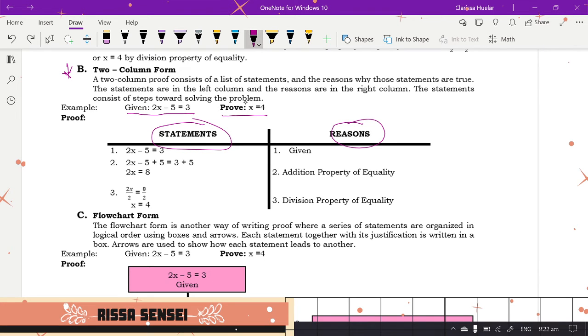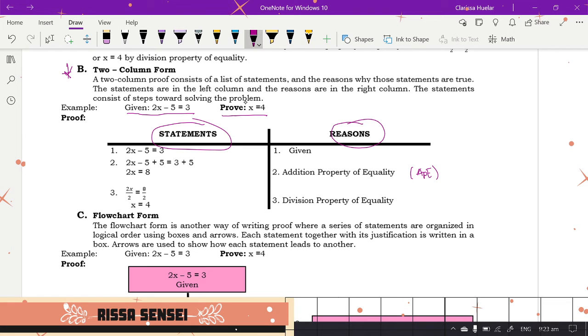Next. Anong pwede natin gawin kay 2x minus 5 equals 3? Pwede tayong mag-add ng 5 on both sides. Hindi pwedeng transpose. Hindi nyo pwedeng ilagay sa reason, ay transpose. Hindi. Because meron tayong tinatawag na property of equality. So, pwede tayong mag-add ng 5, positive 5 on both sides. Ayan. Anong reason natin? That is by APE, addition property of equality.